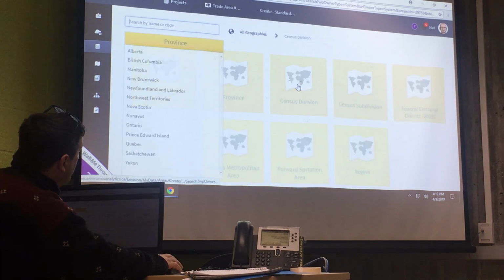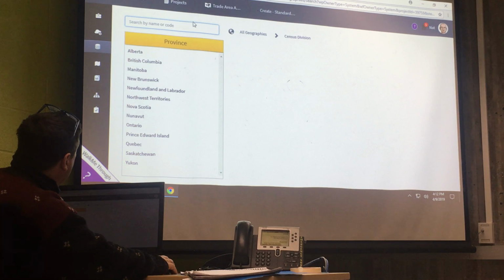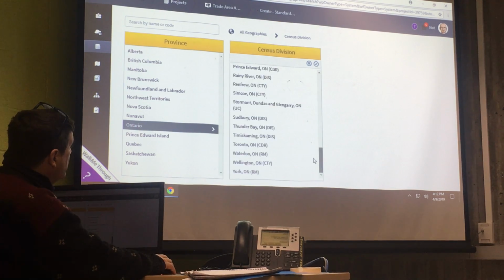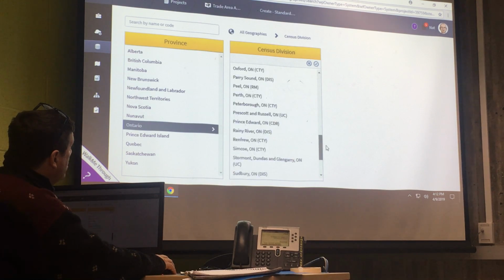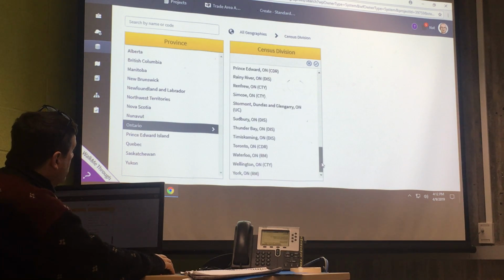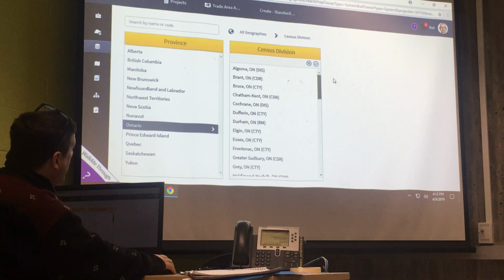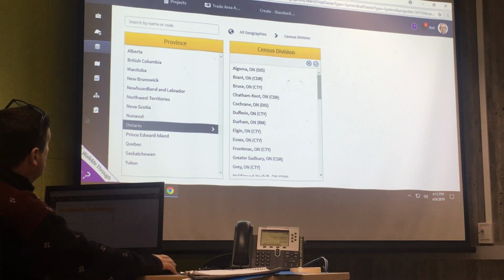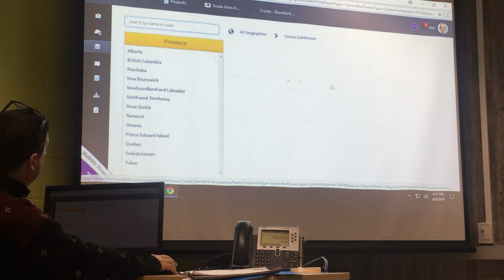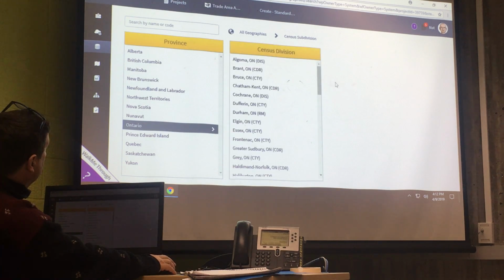We could choose a census division. Again, look, these are all the census divisions. The census divisions are essentially big cities and counties, such as we have here Ottawa, we have Toronto, and also the counties of Ontario. So we can compare your benchmark with the counties. You can compare, you can do a census subdivision.